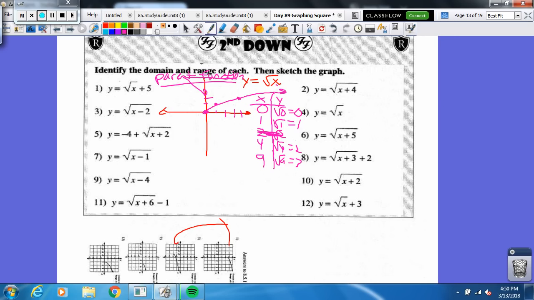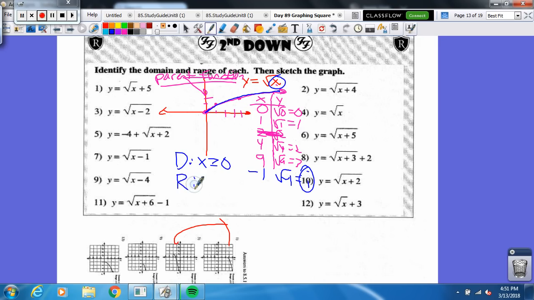Okay, so what is the domain of the parent function? It starts here and goes all the way to the right. Why no negatives? What if I plugged in -1 here? The square root of -1 is i. Uh-oh. You can't plug in i, so that doesn't work. So that's why x is always greater than or equal to 0. You can't put a negative in that radical.